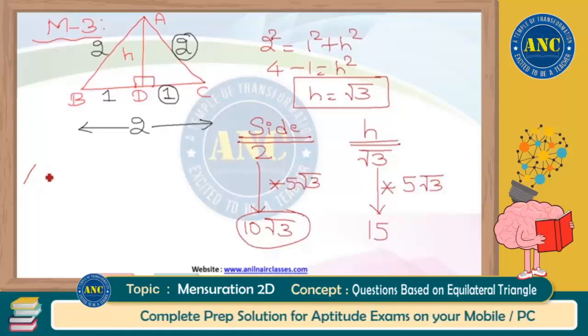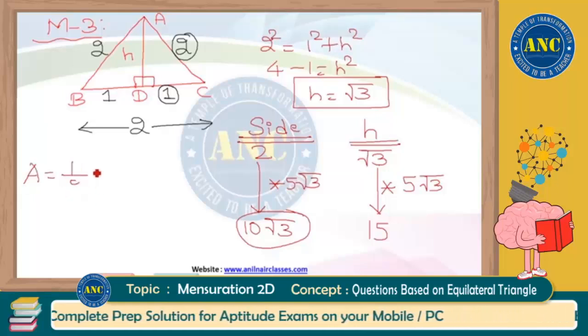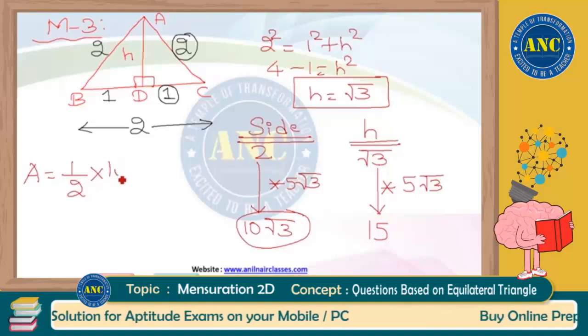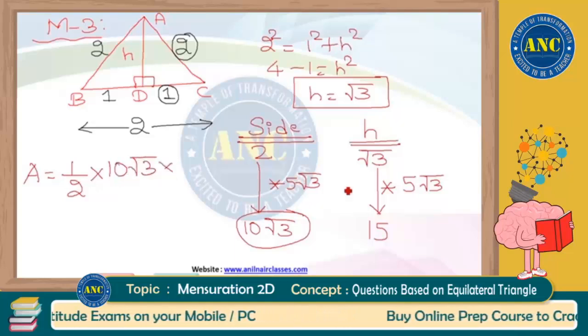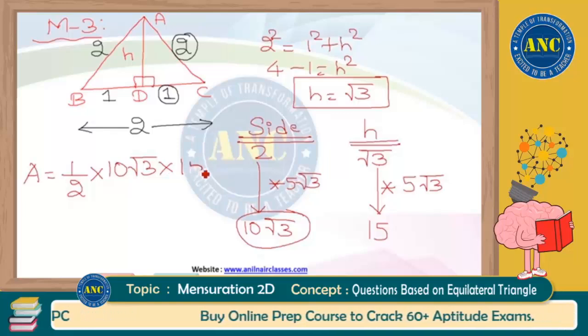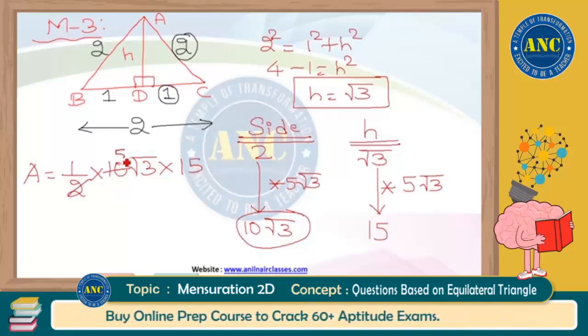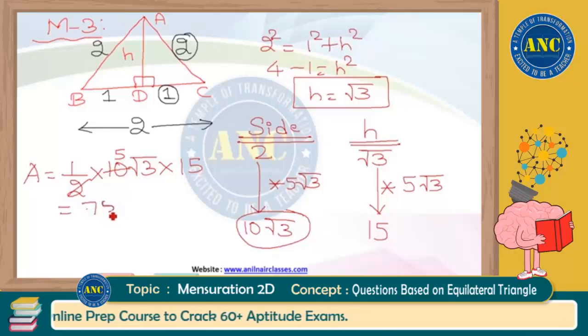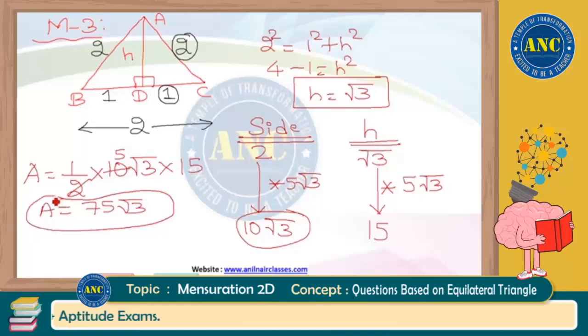Sir, the area, you already found out. Half into base, which we know is 10 root 3, into height, which is given in the question as 15. So it is 2 into 1, 2 into 5, 5 into 15 is 75 root 3. The answer for this question is 75 root 3. I hope the idea is very, very clear for you people, sir.